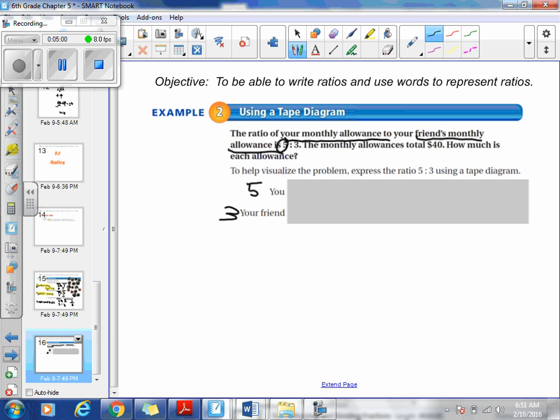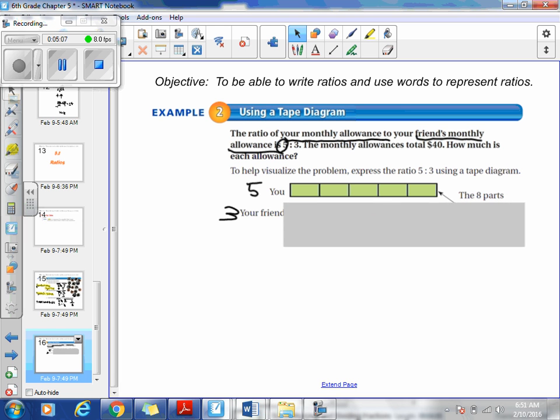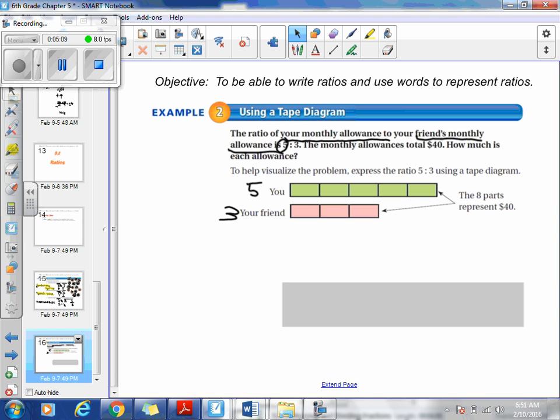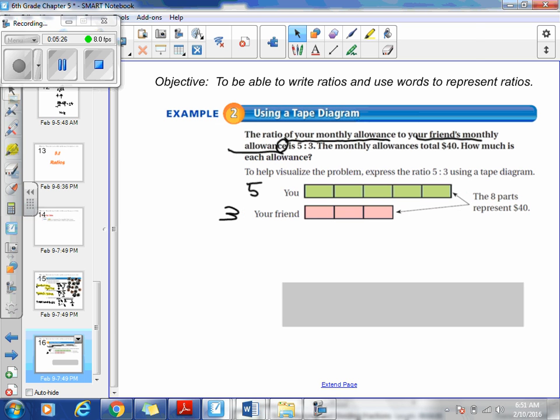Here's how the book uses a tape diagram to figure this out, and I really like it. It works well. They're saying you get maybe $5 for every $3 that your friend gets. So you get 5, and they just drew 5 boxes. It kind of looks like a piece of tape, so that's why they drew it. They drew 5 boxes to represent each part that you get. Here's one part for you, another, another, another, and another, adding up to 5.